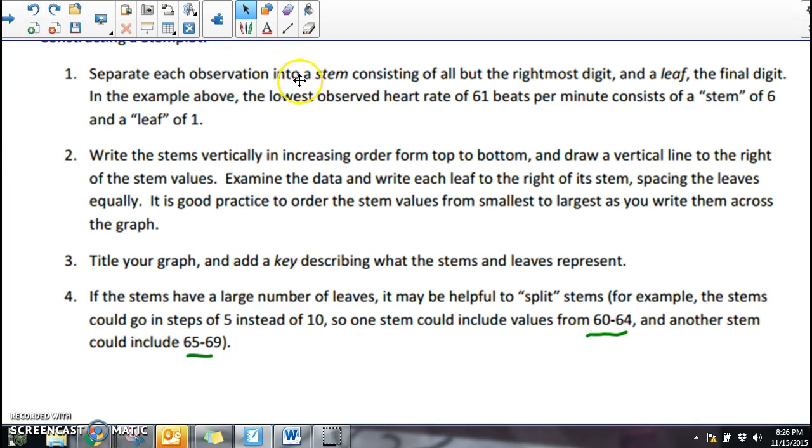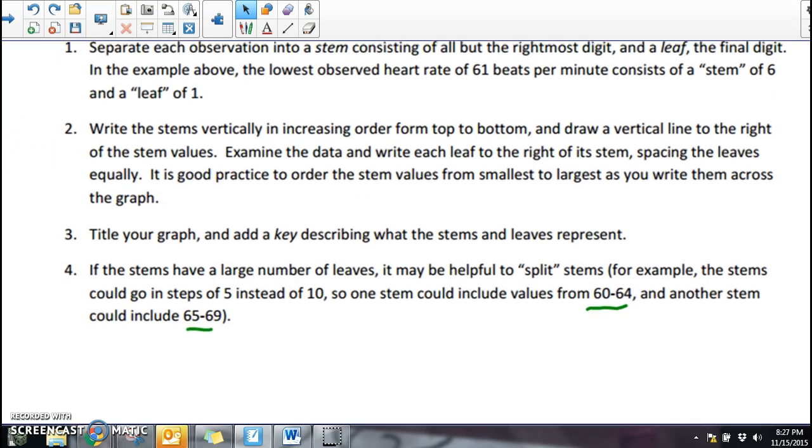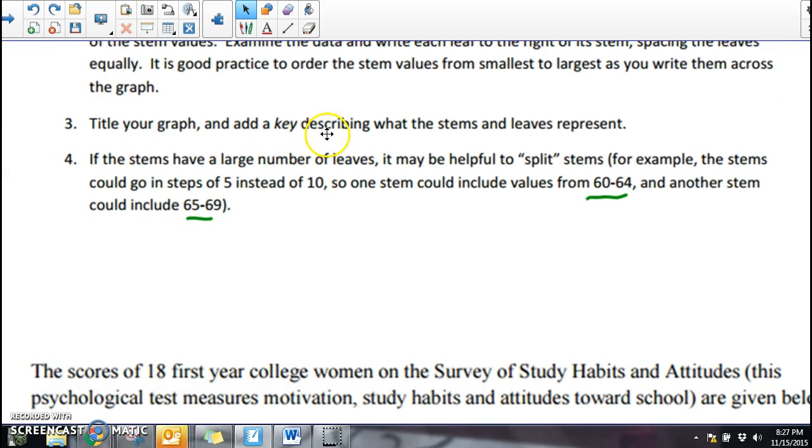It says separate each observation into a stem consisting of all but the rightmost digit and a leaf, the final digit. In the example above, the lowest observed rate is 61, so the stem of it is 6, and the leaf is 1. You write it vertically. Most of the time they're done vertically. You can do it horizontally also, but most of the time vertically. In increasing order from top to bottom, and draw the vertical line to the right of the stem. And you're going to space the leaves equally and in order. So you definitely want to put them in numerical order. Make sure you put a title and then add a key.